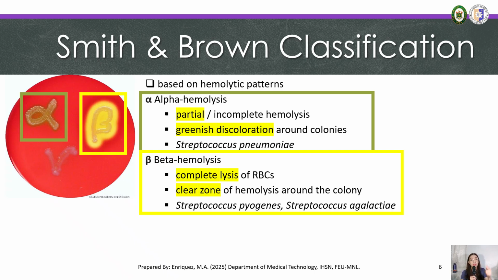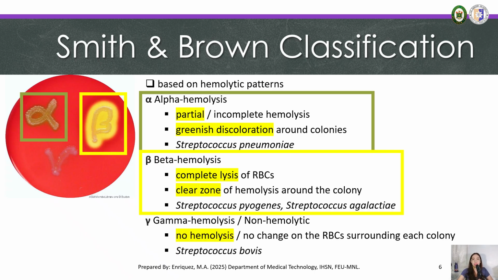All right. So again, when we see something like this, then this is referred to as beta hemolysis. So for this chapter, our examples of beta hemolytic streptococci would include Streptococcus pyogenes and Streptococcus agalactiae. Alright? So don't forget that. Okay? Mahalaga po na tinatandaan natin yung mga examples given here. So again, beta hemolytic Streptococcus species would include Streptococcus pyogenes and Streptococcus agalactiae. Up next is gamma hemolysis.